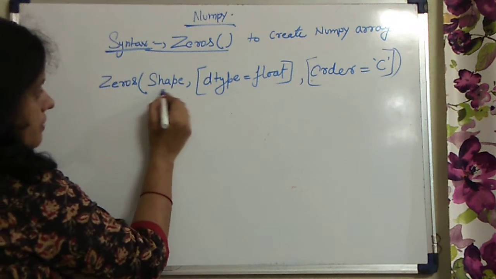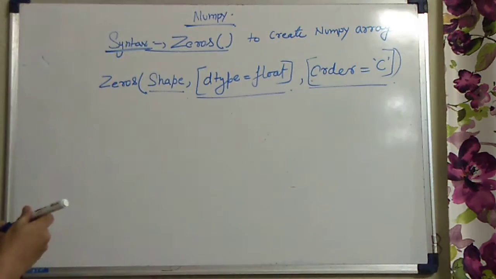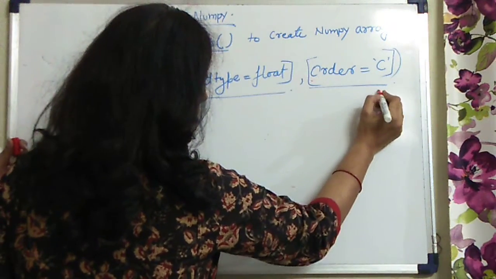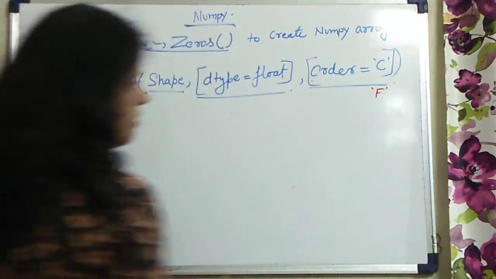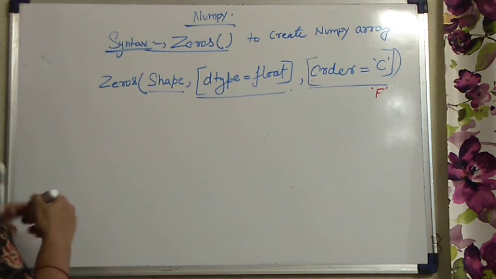So the first parameter is the shape. This is mandatory. The dtype is optional and the order is also optional. We will see what the purpose of the order is, C or F. Okay everyone, now let us see the purpose of shape. Shape determines the dimension of the arrays. Clear everyone? Now let us see an example of how we can create the NumPy array using the zeros function.